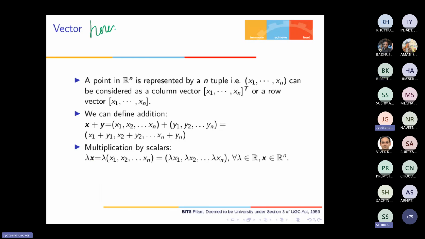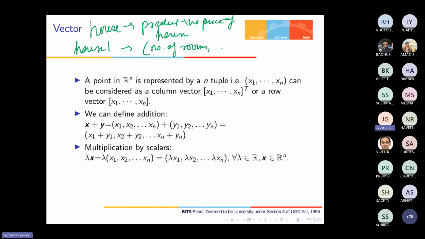Suppose there is a house and you want to predict its price. You'll represent house 1 with, suppose, the number of rooms, the area of the house, then proximity to the airport, how far it is from the airport, because that is also one of the features people consider while buying a house. Even price is determined by that. What is the next feature you will take? Okay, whether a lift is there or not.